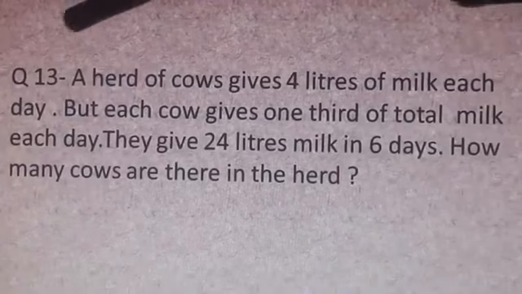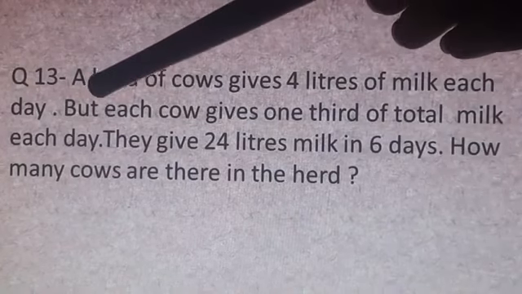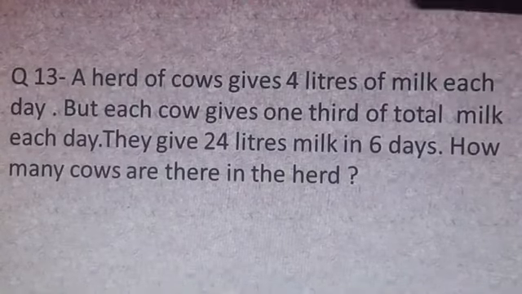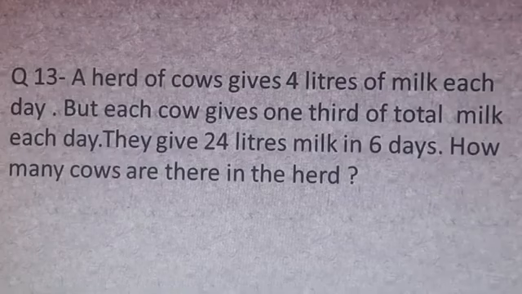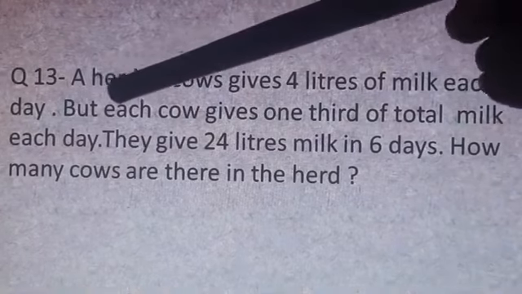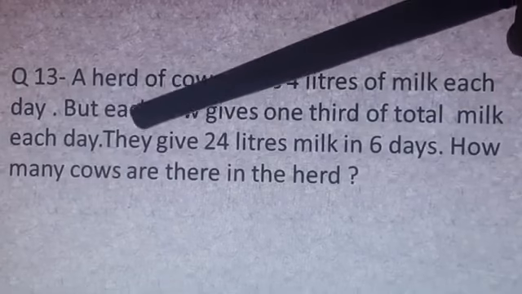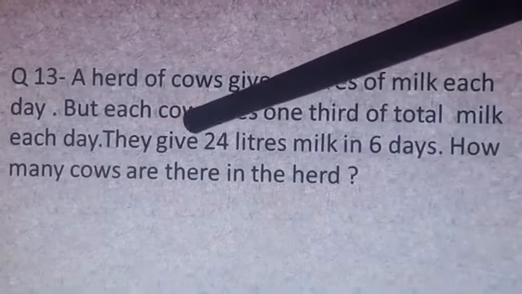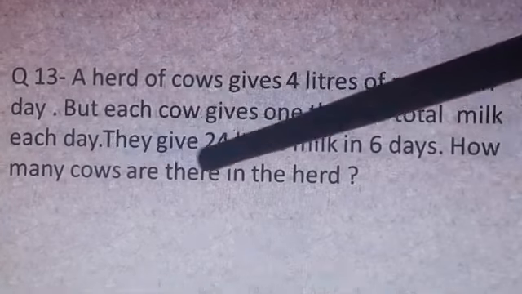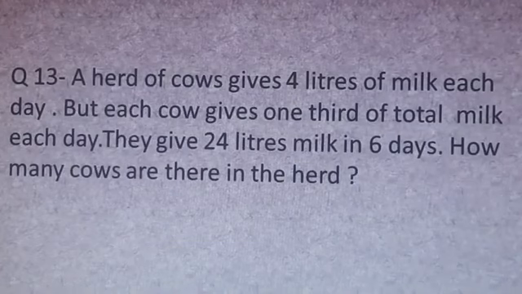Next question, question number 13. A herd of cows gives 4 liters of milk each day, but each cow gives 1/3 of total milk. काउस को जो ग्रुप होता है आपने ये पढ़ा हुआ है कलेक्टिव नाउन्स में, उसको क्या बोलते हैं? हर्ड. तो एक काव का हर्ड है वो 4 लीटर मिल्क देता है ईच डे, रोजाना. बट ईच काव गिव्स 1/3 ऑफ टोटल मिल्क. पर हर काव उस हर्ड में कितना मिल्क देती है? 1/3. दे गिव 24 लीटर्स ऑफ मिल्क इन 6 days. हाउ मैनी काउज आर देयर इन द हर्ड? आपको बताना है कि अगर 24 लीटर्स मिल्क 6 days में दिया जाता है तो कितनी काउज उस हर्ड में हैं.